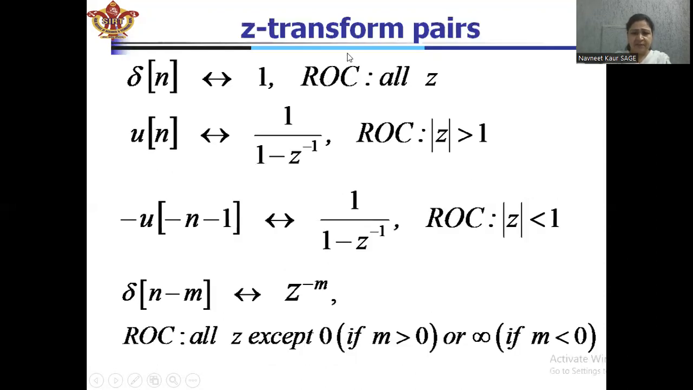So these are some popular z transform pairs which are commonly used. The z transform of delta n is 1 and the ROC is all values of z. The z transform of u[n] is 1 upon 1 minus z inverse, and the ROC is z greater than 1 because this is a right-handed sequence. Minus u[minus n minus 1] gives 1 upon 1 minus z inverse, but the ROC will be z less than 1 because this is a left-sided sequence. The z transform of delta n minus m will be z raised to power minus m, and the ROC will be all z except 0 if m is greater than 0, and except infinity if m is less than 0.